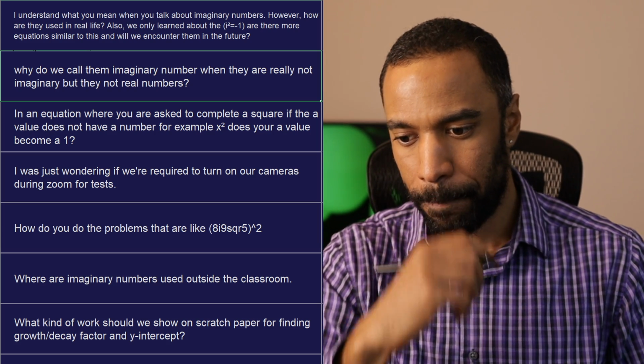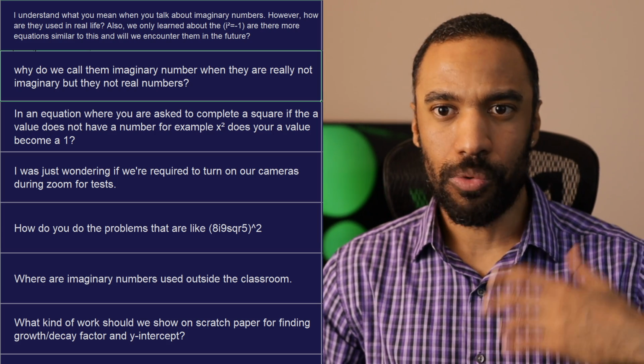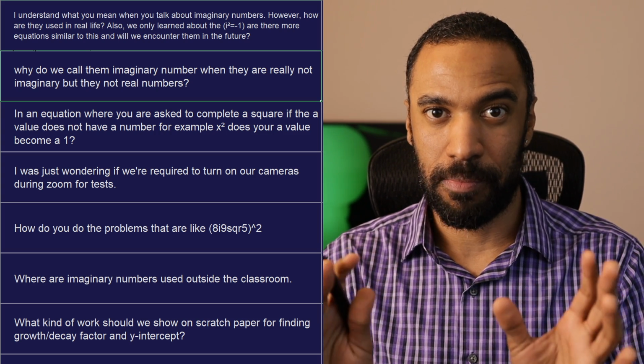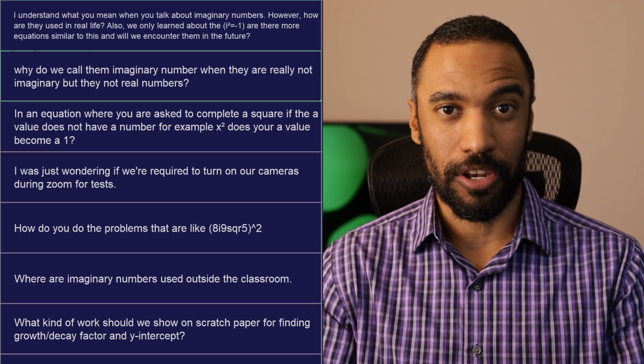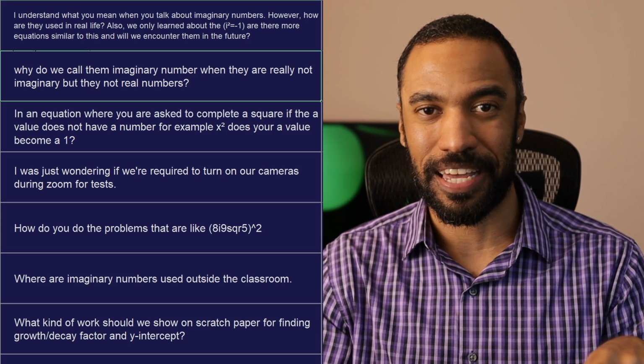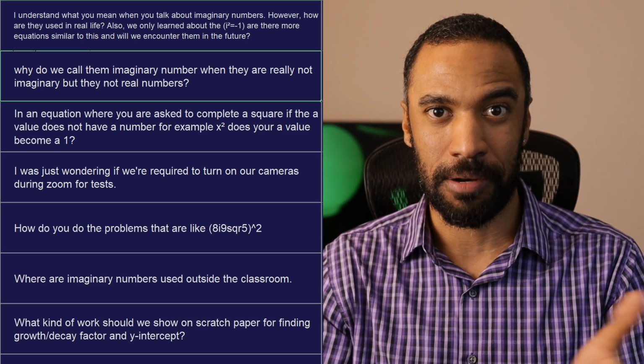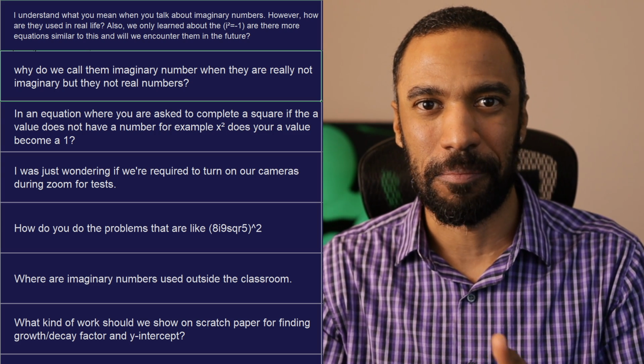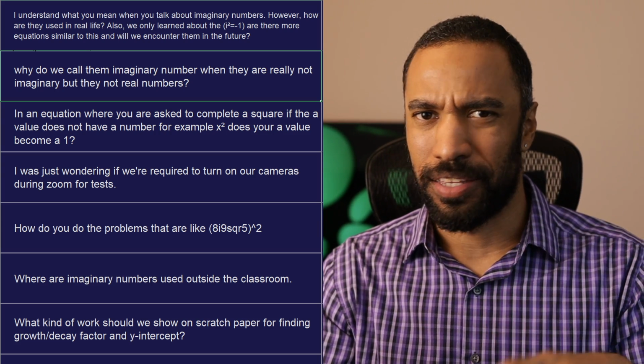Okay, why do we call them imaginary numbers when they are really not imaginary, but they are not real numbers? That's a good question, because you hear me all the time. I have to preface something by stating imaginary doesn't mean they're made up. Well, technically, all numbers are made up. That's what I just stated in the last question. The number system is created by man, by human, I should say. It was probably an Archimedes thing, or the Greeks and Romans.